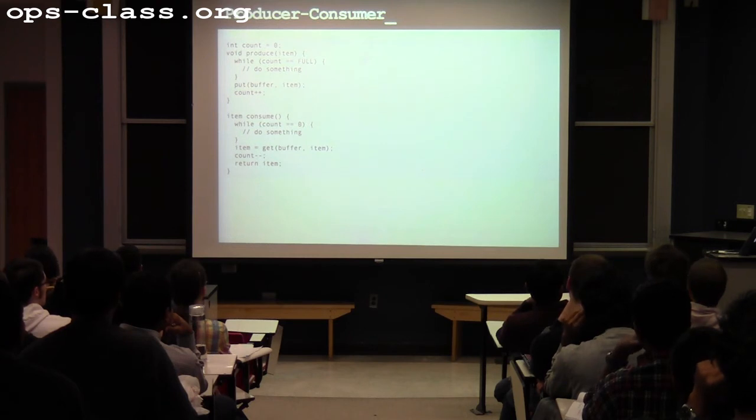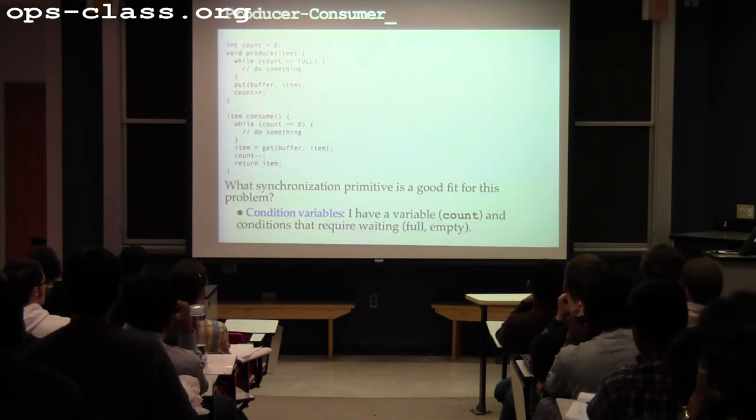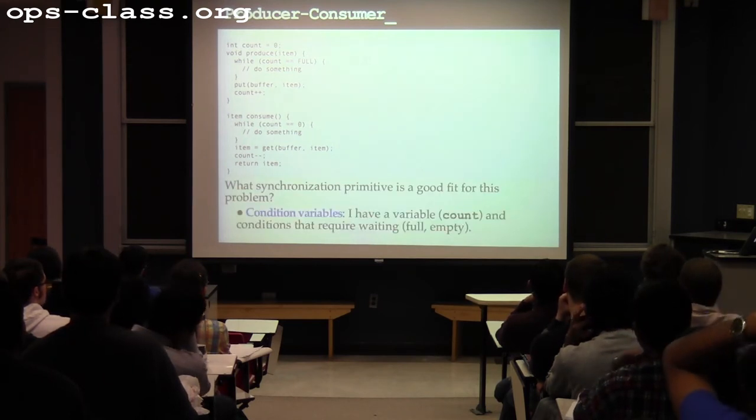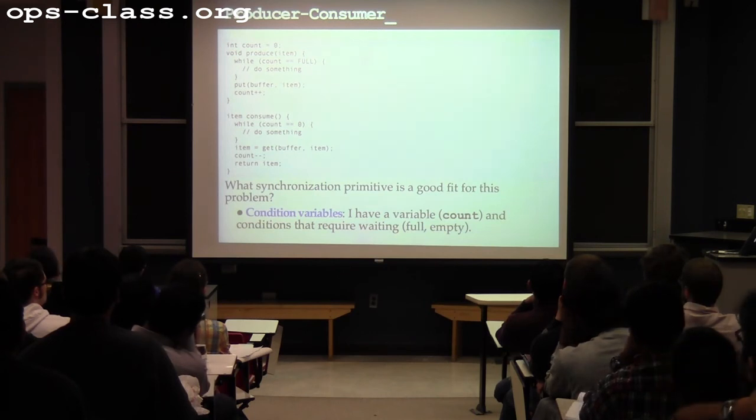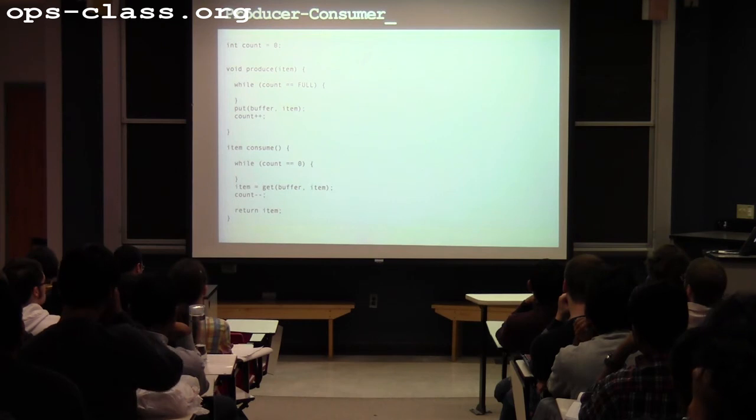So I've just introduced a new piece of shared state. What is that? The count, right? So I need to make sure that I lock around the count so that the count is accessed properly. All right, so we said condition variables. I have the count, which is one piece of shared state, and conditions that require waiting, right? Full and empty, okay? So let's just fill in this example.